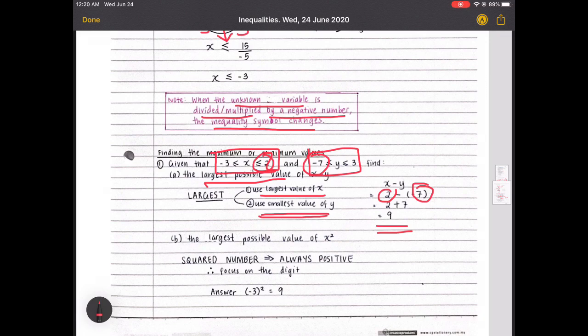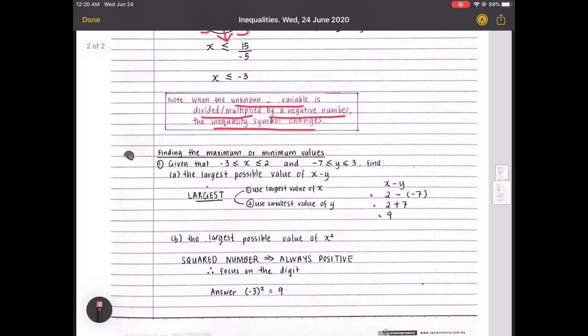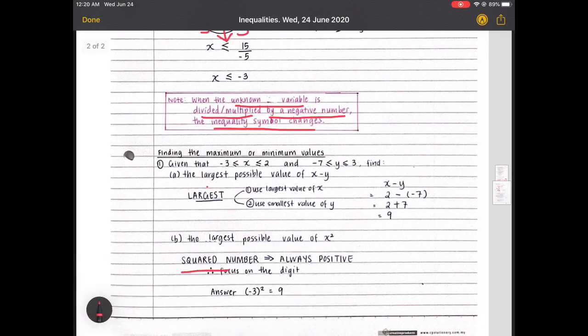Second one, find the largest possible value of x squared. Okay, one thing to note here, any squared number, the answer will always be positive. So if you have -2 squared, it will be 4. It won't be -4, right? So -3 squared, it will be 9. -5 squared will be 25.